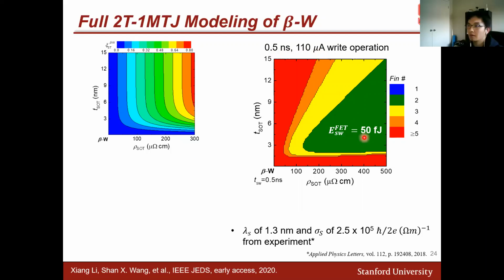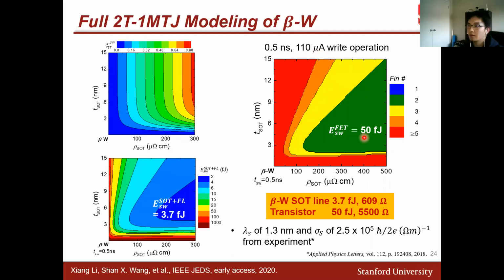And also we can model the energy consumed in the SOT line. Okay, so in this SOT line, actually the energy consumed is much smaller. This is because the resistance of the SOT line is much smaller than the transistor shown here. Okay, this also confirms my previous assumption that we only focus on the FinFET energy rather than the SOT energy.